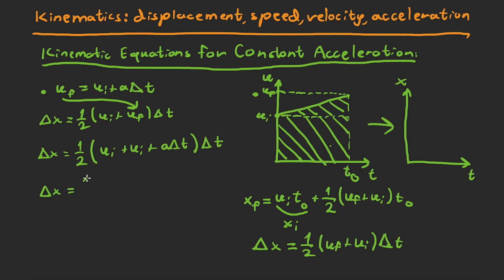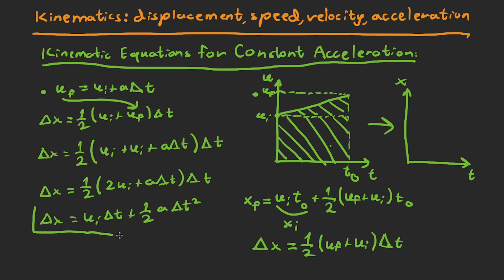If we go further with it, we're going to have something like this: 2 v initial plus acceleration times delta t, times delta t. And if we open up this parentheses, these twos will cancel each other out, and we will have v initial times delta t plus 1/2 the acceleration times delta t squared. This is our third equation.